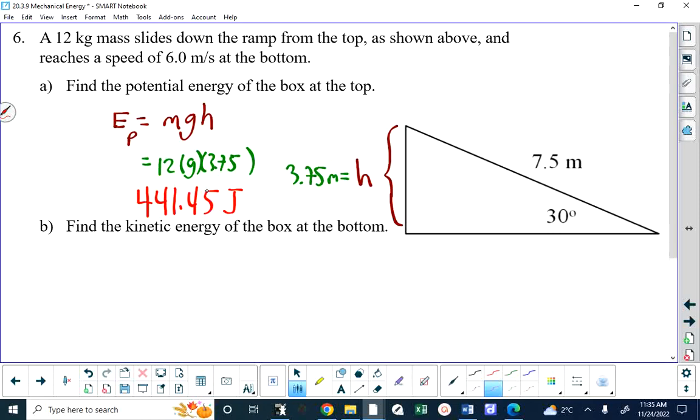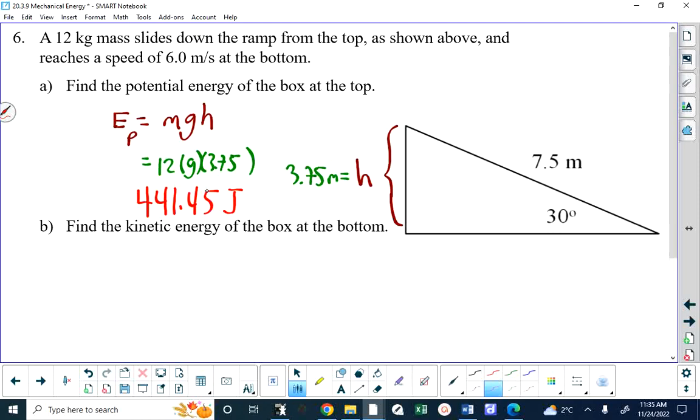But the only way that would work, Jay, is if we knew how much heat was produced, if there's friction, and we don't. And I think maybe you might be one step ahead of me. Right now, we're just interested in how much kinetic energy is at the bottom. Let me ask you a question. If there were no friction, what would the answer to question B be? Be that 441.45. Could the answer to question B ever be more than that number?